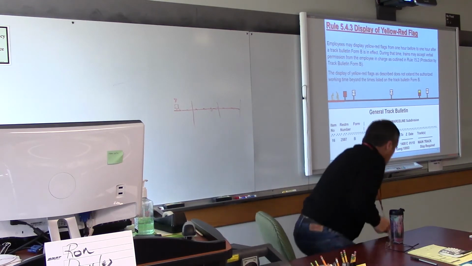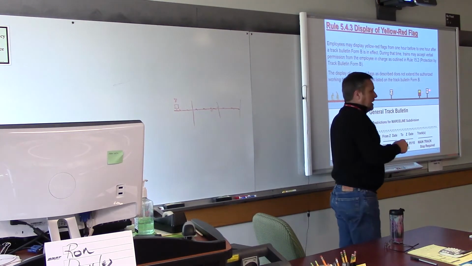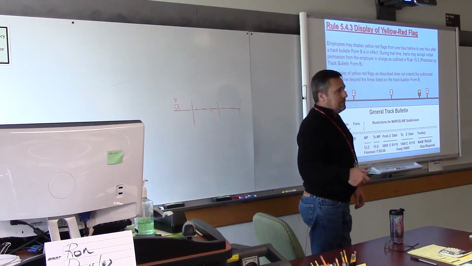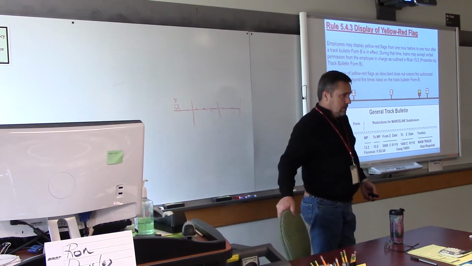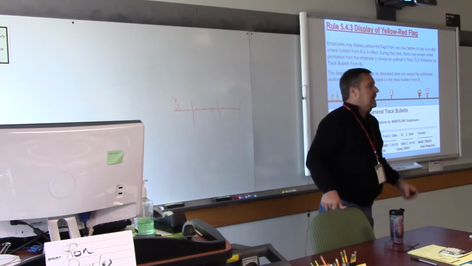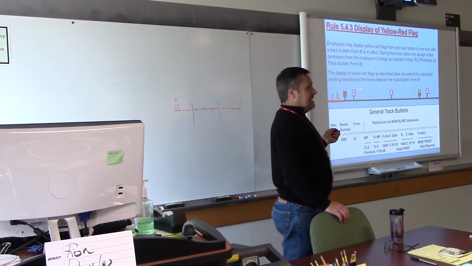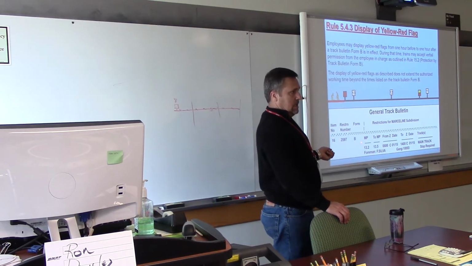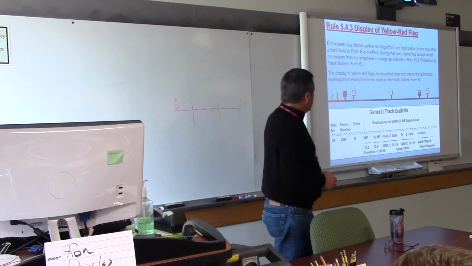So they will let them put the yellow-red board up an hour before, and keep it up an hour after the Form B. However, that does not mean they can go out there and start working early. They cannot put their red board up until the Form B is in effect. Okay?